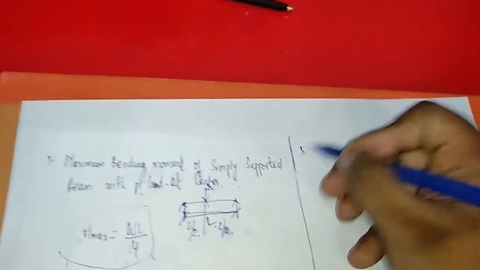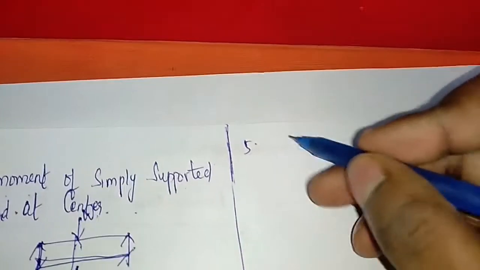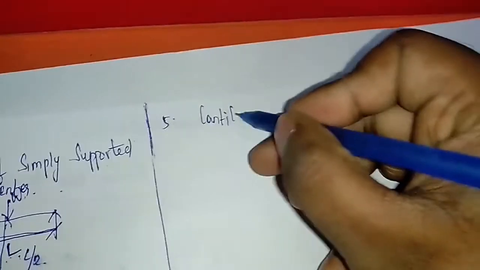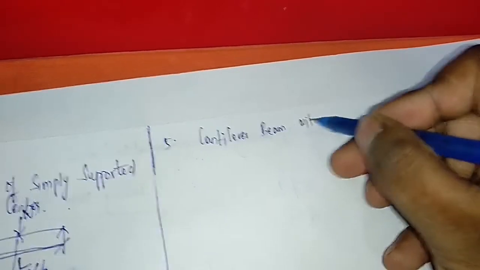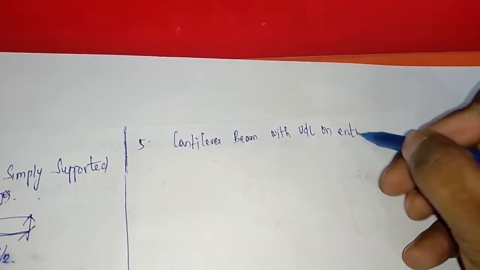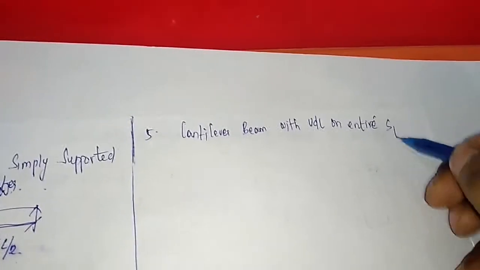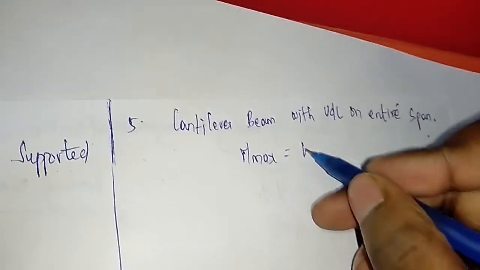And fifth case, cantilever beam with UDL, uniformly distributed load on the entire span. Then the maximum bending moment is equal to WL square by 2. That's it. Okay, I will explain again.